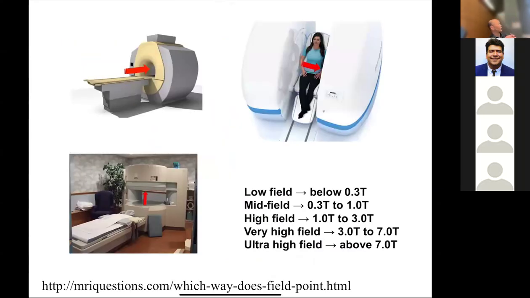So we've talked about magnets where the person goes in like that, but there are other types of magnets that are donut designs where you can either stand in the magnet or lay flat. These tend to be very helpful if you want to study people standing or bending, or if someone's very claustrophobic, then these open designs can be used.